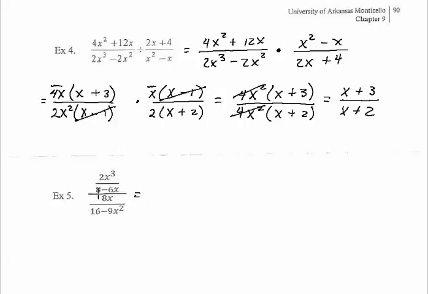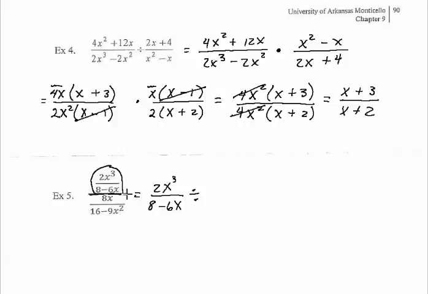Okay, example 5. I usually don't like working with a fraction wrapped up inside of another fraction, so we can simply take the way this is written and write it the way we've seen in the previous examples, by looking at this part on the top as the first fraction or rational expression, 2x to the third on the top and 8 minus 6x on the bottom.